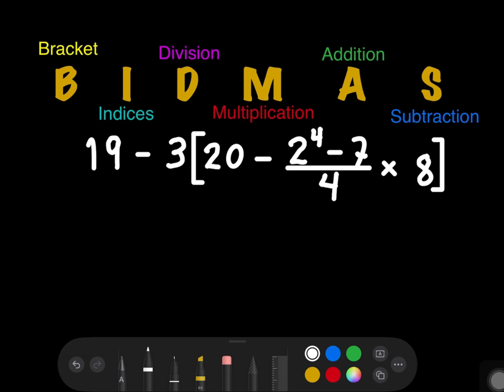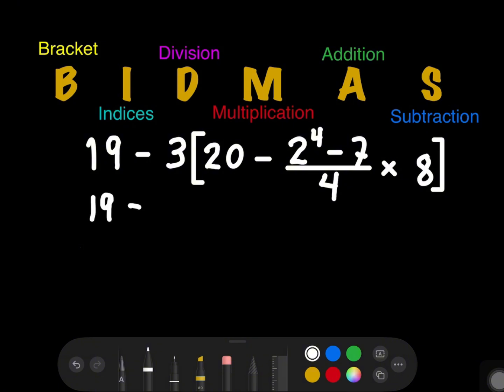So for example, if you have 19 minus 3 bracket 20 minus 2 to the fourth minus 7 divided by 4 times 8, and then close bracket. So we have to simplify first the numbers inside the bracket where we have the power.